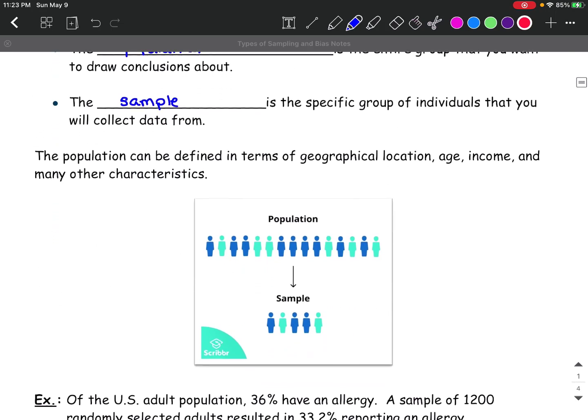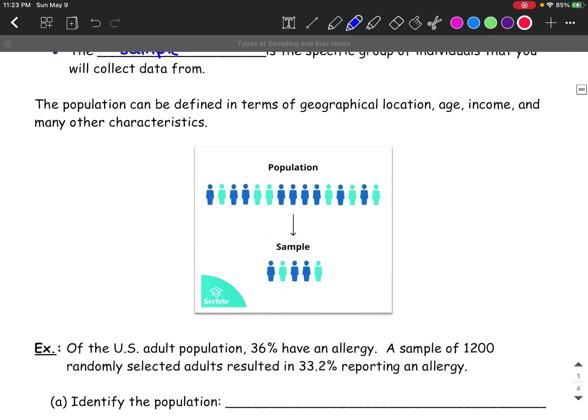So the population can be defined in terms of the geographical location, a specific age group, an income, or all other kinds of things. So it could be all the adults in the United States. It could be all the people between the ages of 12 and 18, whatever your population might be. Okay, but the population is really, really large, so we take a smaller group called a sample, and that's the group that we survey and we look at.